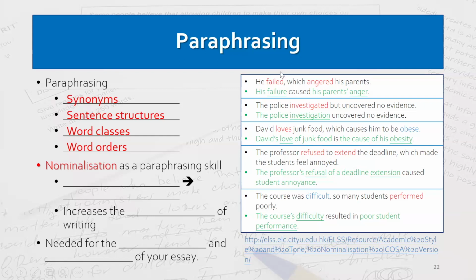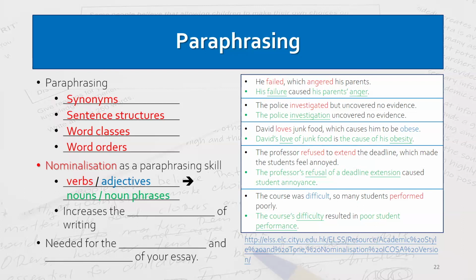Let me take the first pair of sentences. He failed, which angered his parents. This sentence can be rewritten as his failure caused his parents' anger. So here you can see I'm changing the verb failed into the noun failure. I changed the adjective angered into the noun anger. So what I'm doing here, I'm playing with word clusters. And this way of playing with word clusters is actually an example of nominalization.